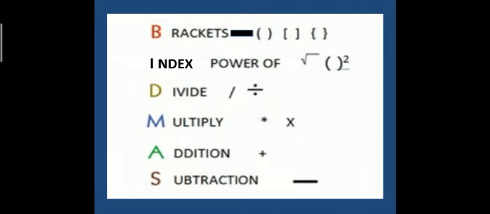After removing the brackets, we have to move on to the next letter, I. I stands for index or power of. This you will be learning in your higher classes. The next letter D stands for division. After division, multiplication. After multiplication, addition. At last, subtraction. In this order only, we are going to solve the sum with more than one operation.